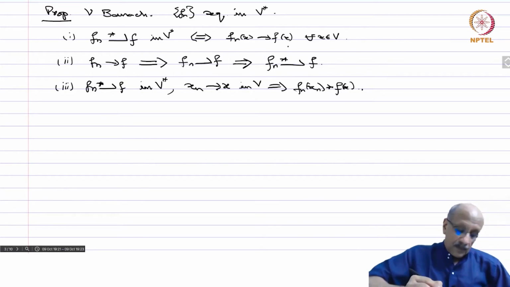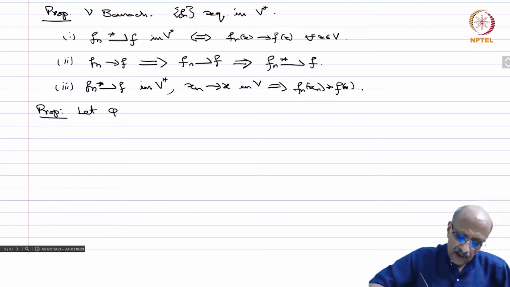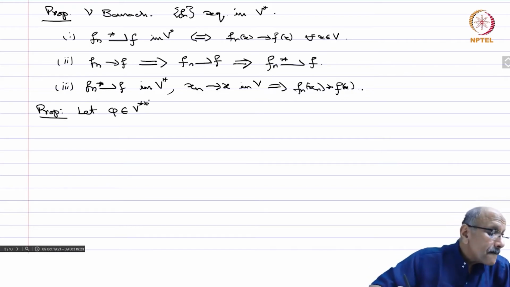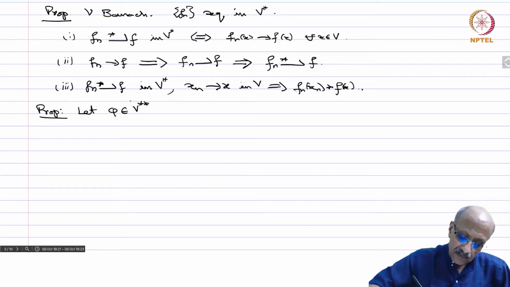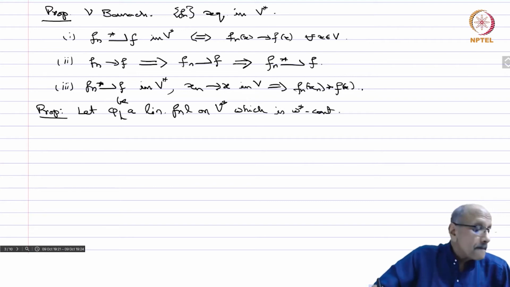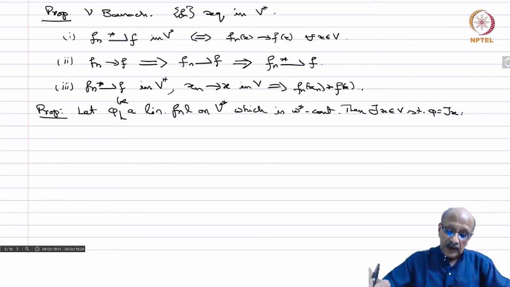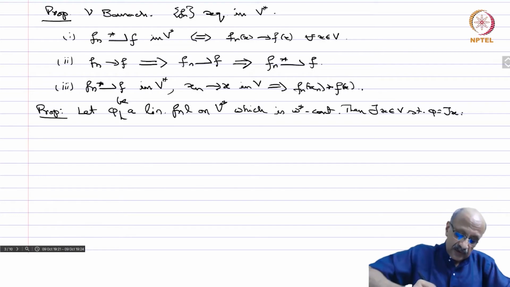Okay. So now, proposition. Let phi be a linear functional on V star which is weak star continuous. It means continuous with respect to the weak star topology. Then there exists x in V such that phi equals jx. So these are precisely the functionals which will be continuous with respect to the weak star topology. There are no other linear functionals which can be continuous.